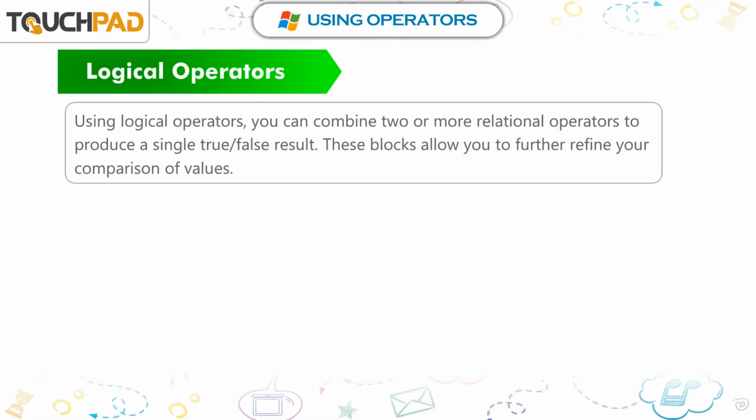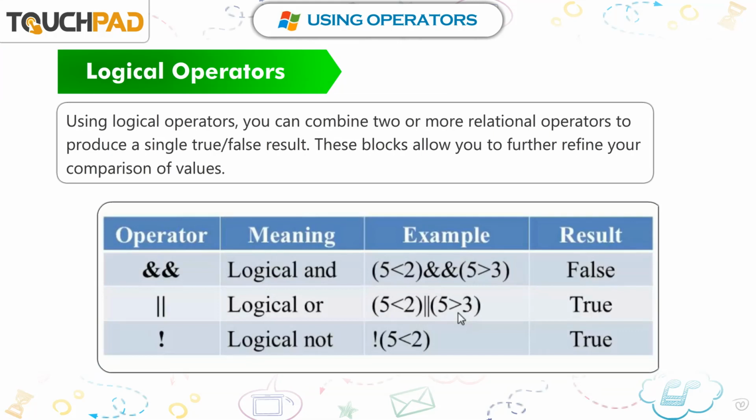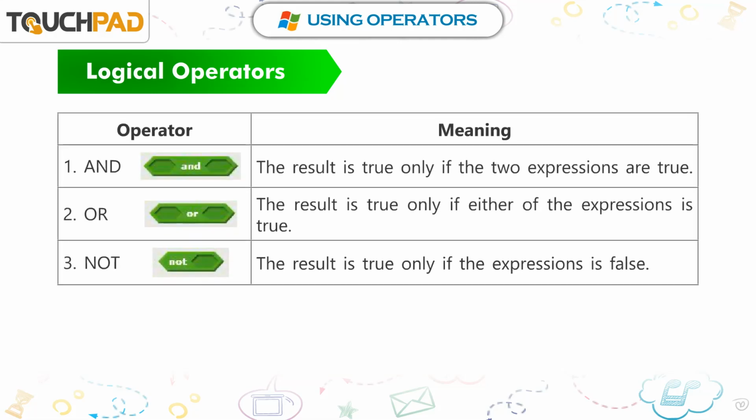Logical operators. Using logical operators, you can combine two or more relational operators to produce a single true/false result. These blocks allow you to further refine your comparison of values. Operator 1. And, meaning the result is true only if the two expressions are true. Operator 2. Or, meaning the result is true only if either of the expressions is true. Operator 3. Not, meaning the result is true only if the expression is false.